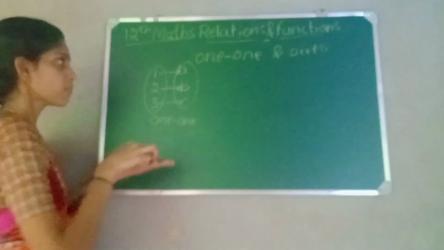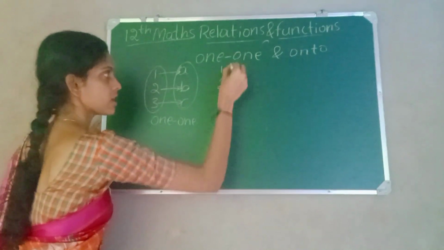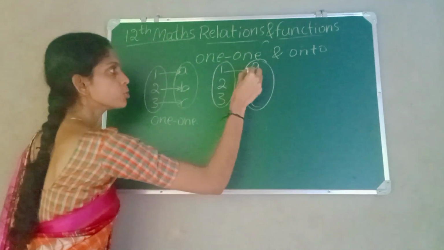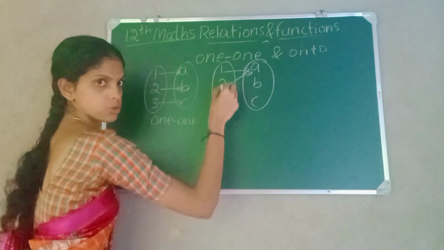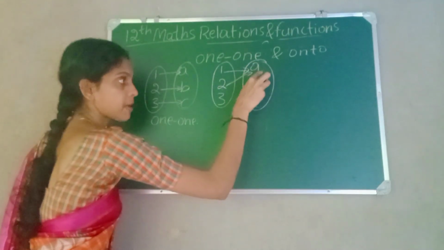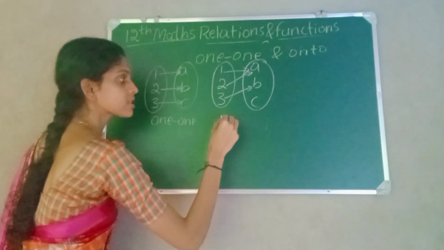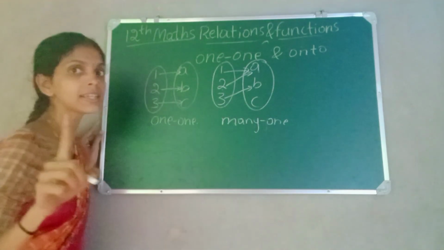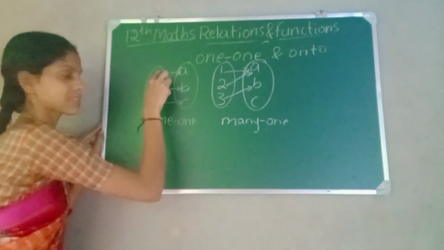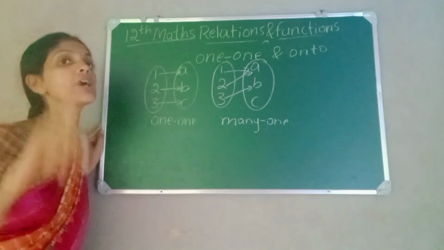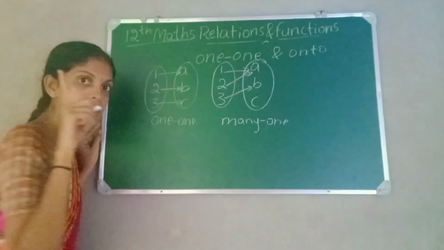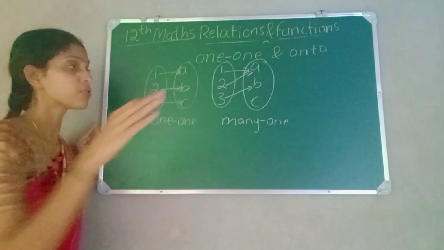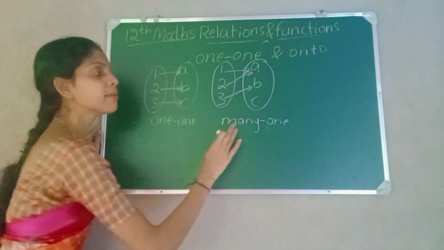In the same way, if you consider the same domain 1, 2, 3 and images A, B, C, and two elements of the domain have the same image, then such a function is said to be many to one. So 1 to 1 means each element has only one image. Many to one means two elements have the same image.